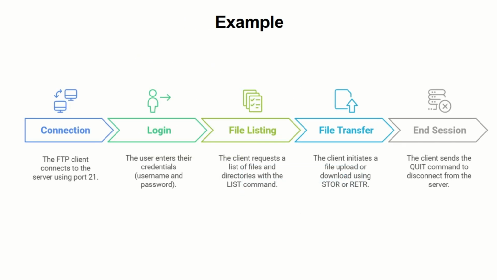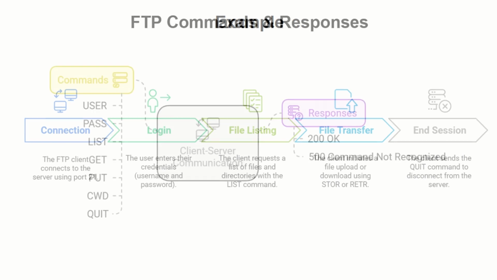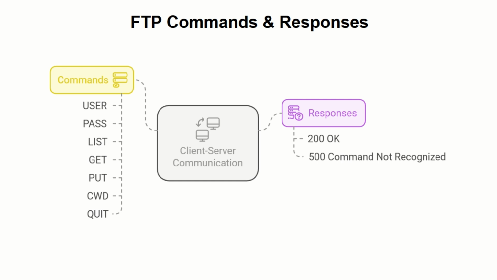In the real world, it happens like this: the FTP client connects to the FTP server using port 21. Then the user logs in to the system. The client requests a list of files and directories with a list command. Then the client initiates a file upload or download using upload or download commands. Then the client sends a quit command to disconnect from the server. These are the common commands and responses under FTP: user, pass, list, get, put, CWD, and quit. The server responds with status code 200 if it is okay, and 500 if the command is not found.